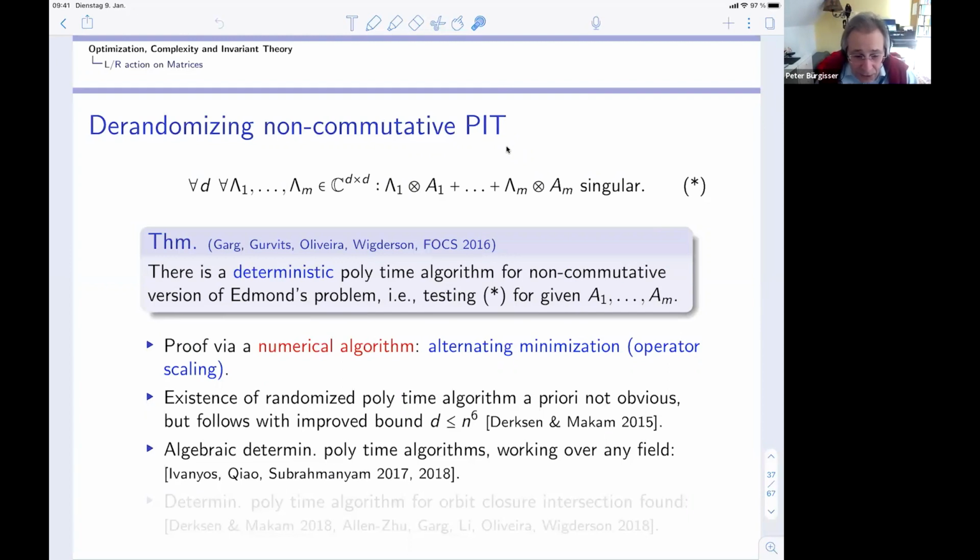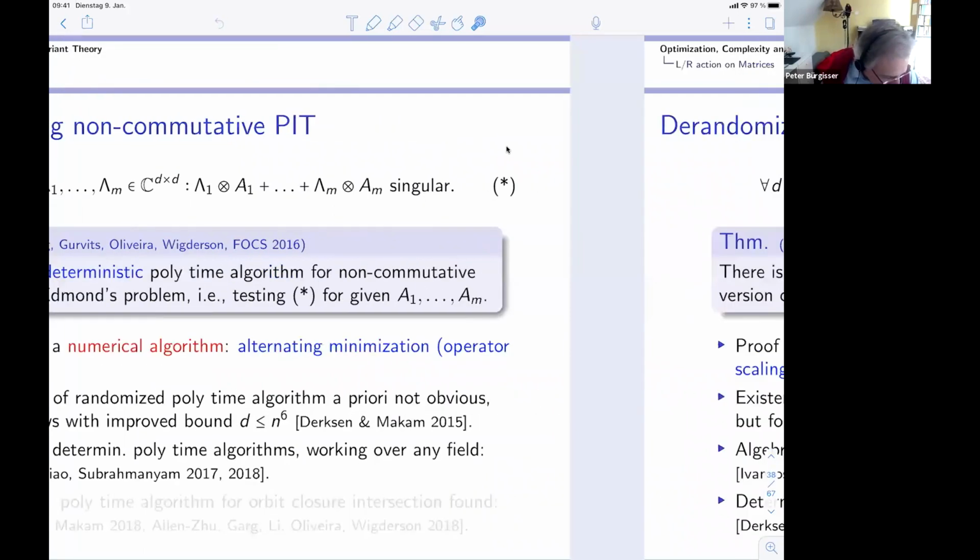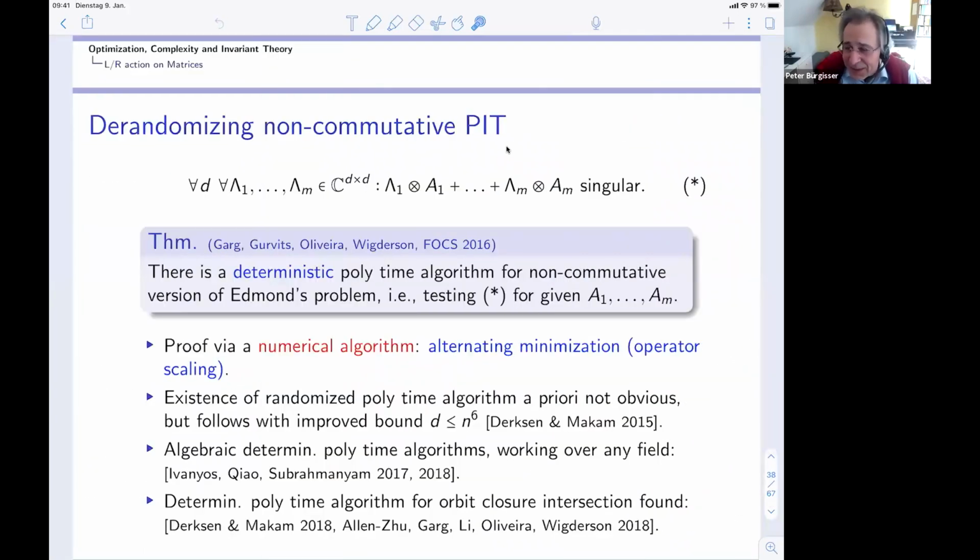Then Ivanyos, Qiao, and Subrahmanyam found algebraic algorithms for this problem. The other one is numeric, but this is algebraic, also polynomial time, and it even works over any field. You can even do the orbit closure intersection problem in deterministic polynomial time, but since it's not the main focus of my talk, I don't enter into this. So we know a lot about this left-right action, and this is non-trivial. We have a lot of positive, surprising results.